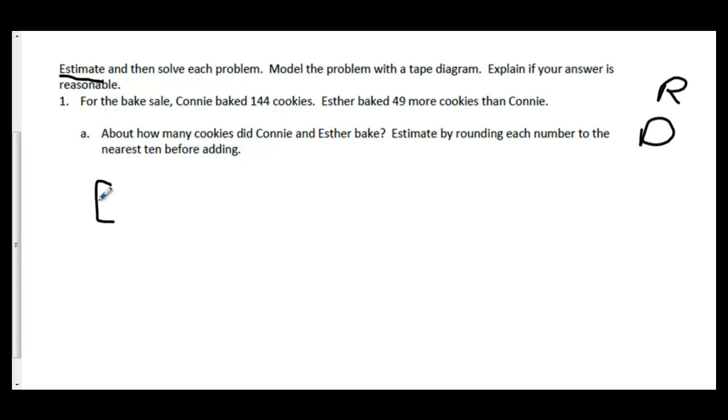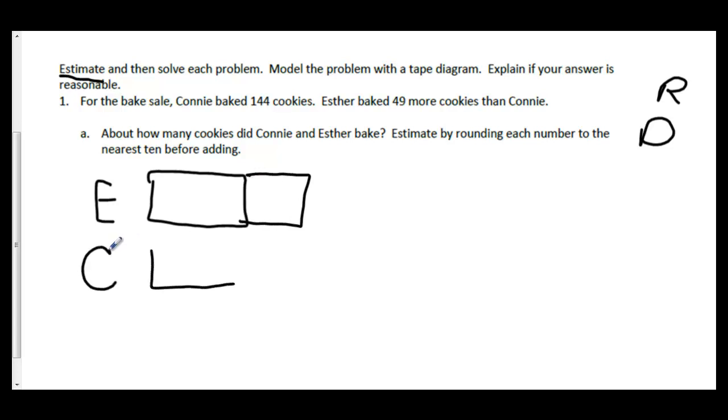So I'm going to start with Esther. And Esther baked 49 more cookies than Connie. So I'm going to make her tape diagram in two parts. So here's Connie, and Connie baked 144 cookies. I like to just go ahead and write it inside the box.